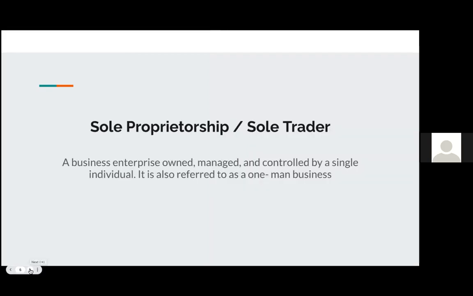So a sole proprietorship or a sole trader is a business enterprise owned, managed, and controlled by a single individual. It is essentially a one-man business. Only one person owns the company.